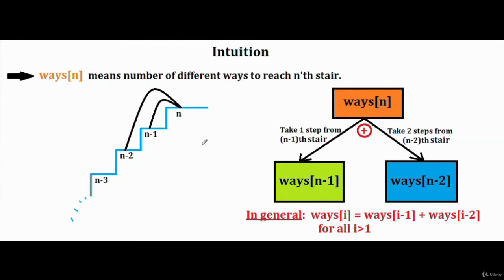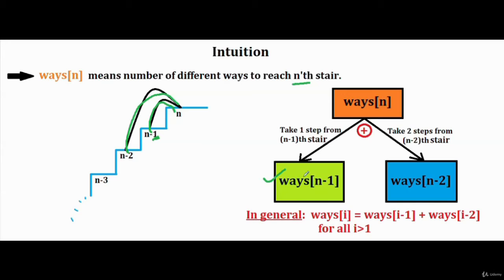So let us now state the problem more formally. Ways n means the number of different ways to reach the nth stair. We know now from our previous slide that ways n can be calculated by breaking it into 2 parts, which are by taking 1 step from the n-1th stair and 2 steps from the n-2th stair. As already said, for taking 1 step from the n-1th stair, we have to first reach the n-1 stair and the number of ways to reach there is simply ways n-1 according to our definition.